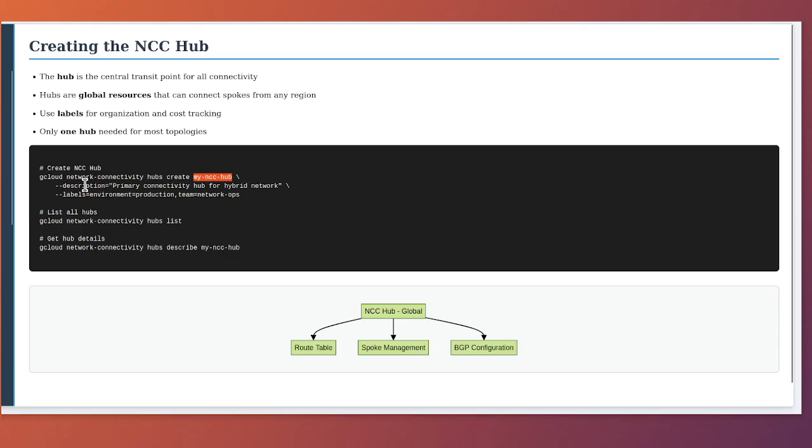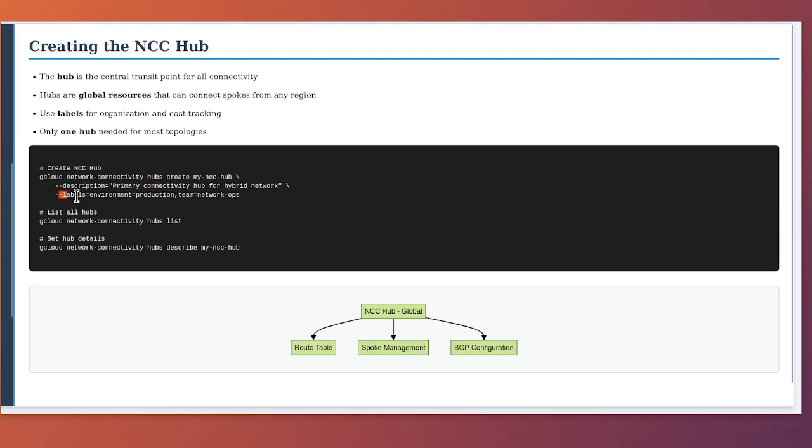The description flag allows you to add a human-readable description to the hub. In our example, we use the description "primary connectivity hub for hybrid network." This description helps team members understand the hub's purpose when viewing resources in the console or through CLI commands. While optional, descriptions are highly recommended for operational clarity.